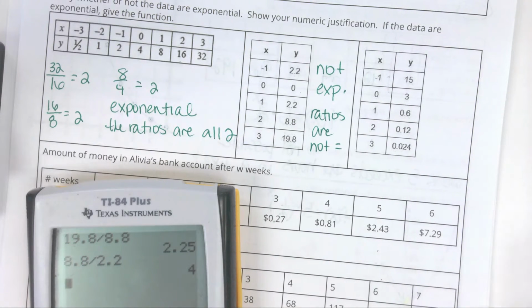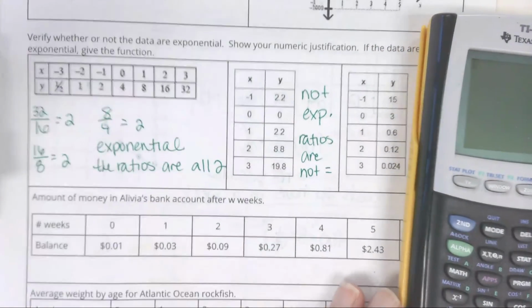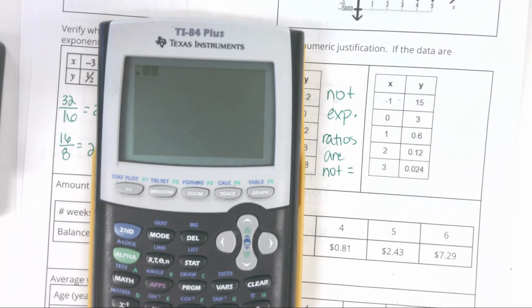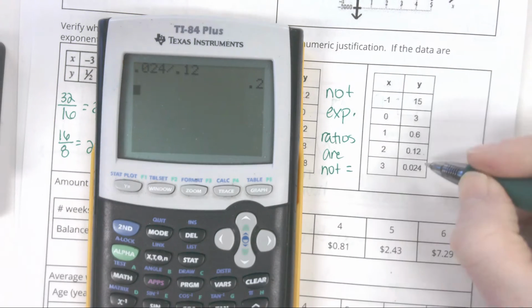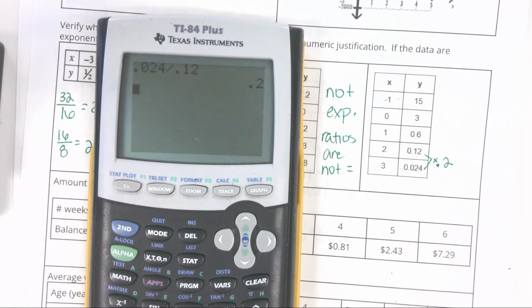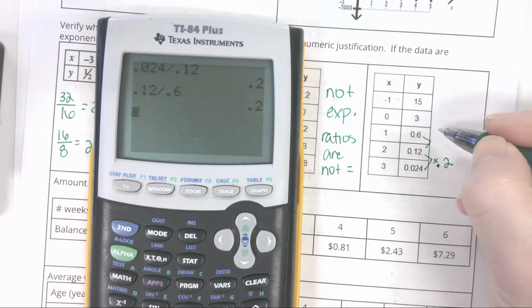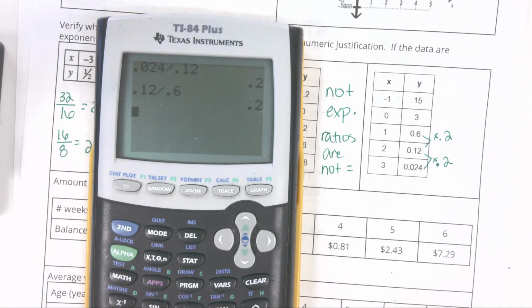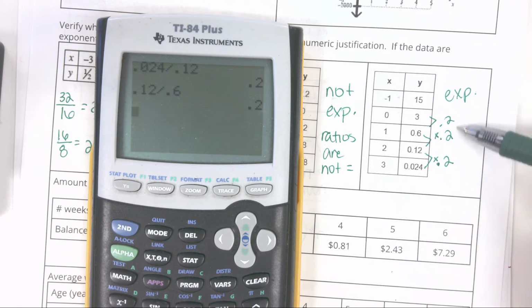What about this one? Let's just check it out on our calculator. I get a 0.2 when I go backwards. I'm going to just write it like this, 0.2. So times 0.2. 0.12 divided by 0.6. Ooh, that's also 0.2. Are they all the same? I'm going to just write exponential here. This would be enough work if you showed me that you got all those same ratios.